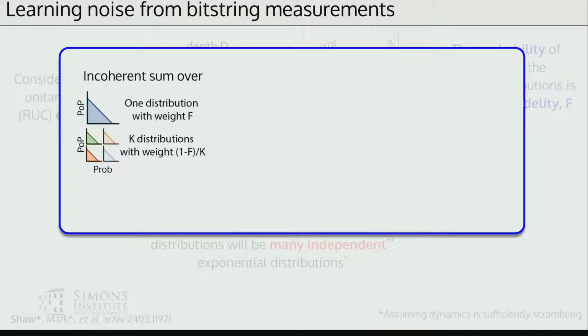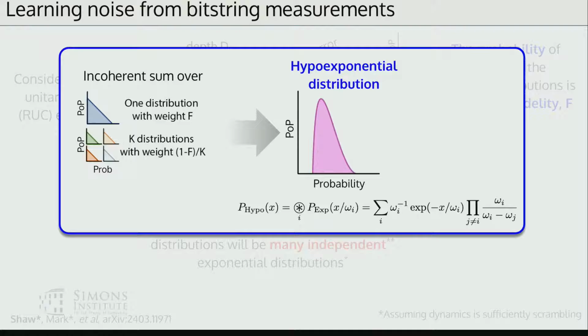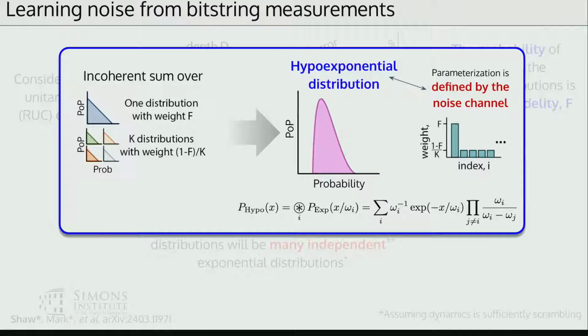And if we take all these independent distributions of exponentials, you can go through and you get something called a hypoexponential distribution, which is basically a convolution of multiple exponentials with different weights. The exact mathematics isn't too important. The key thing to note here is this hypoexponential distribution is entirely characterized by the noise channel that we decided upon. For instance, here we decided that we would have a local noise channel with single qubit Pauli errors, and by the fidelity, which we can measure experimentally.